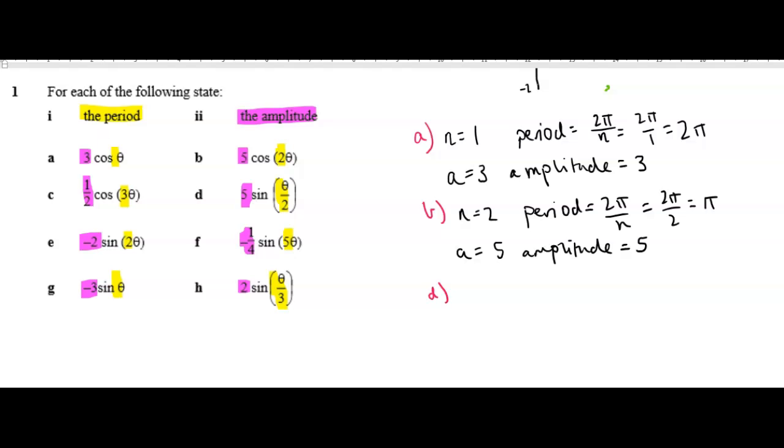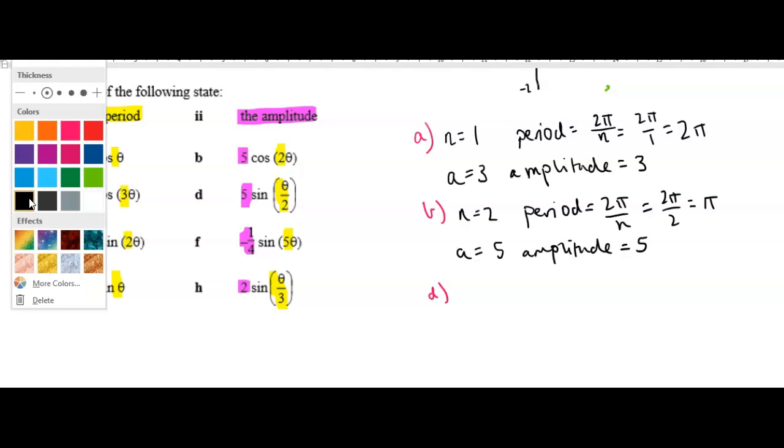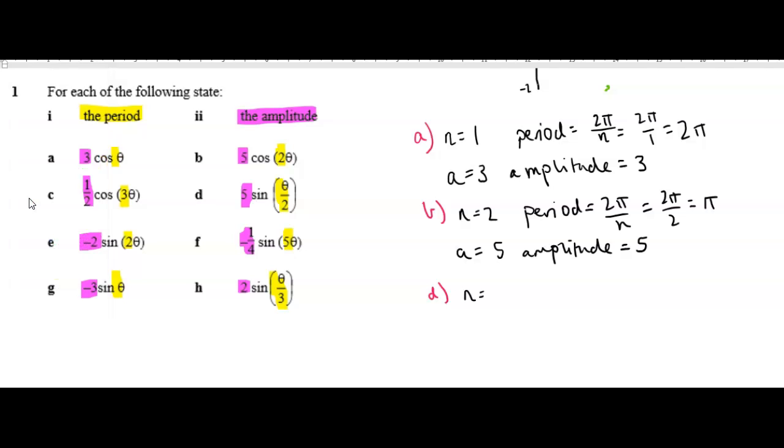So our value of n is, now we've got theta on 2, so the coefficient is a half, okay, because we don't really have a 1 there. So your period is 2 pi divided by a half. Now, if that's too hard to do, you can rewrite that as 2 pi divided by a half.